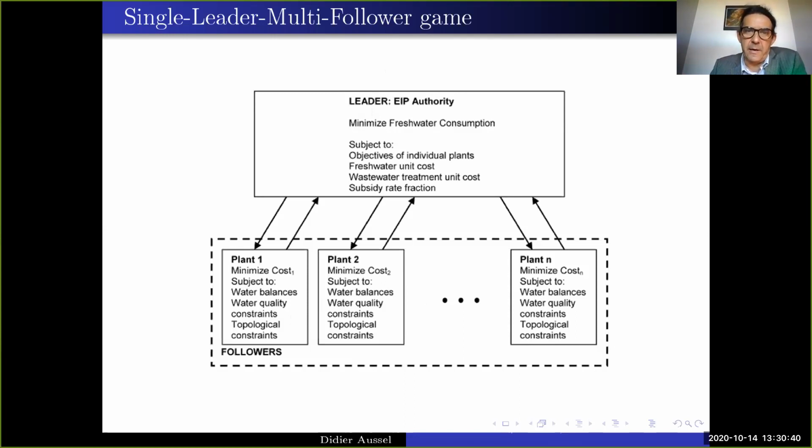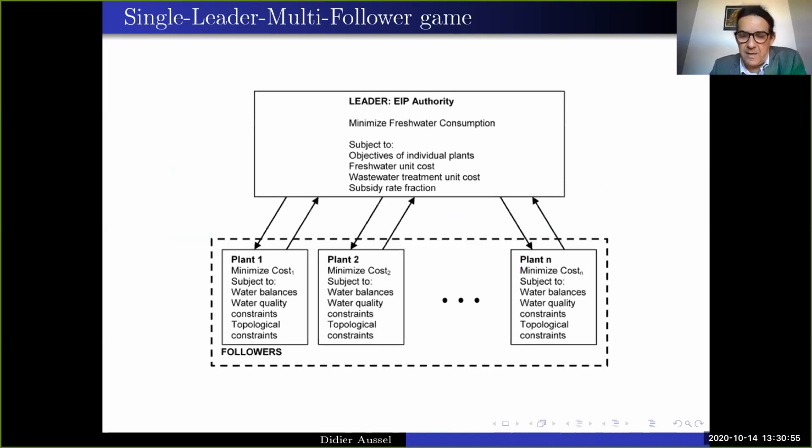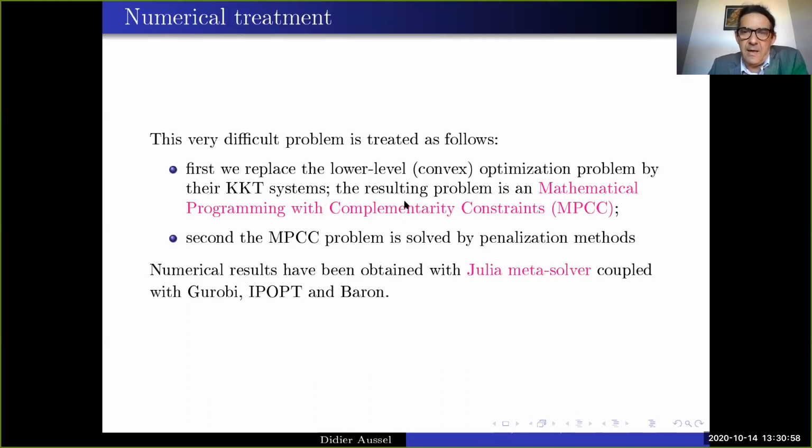So how to solve this? What did we do? We were plugging the KKT conditions into this problem, so we have an MPCC, as said previously. Then we used the penalization method to take into account this mathematical programming. This was solved in the Julia meta solver, coupled with Gurobi, IPOpt, and Baron. We were doing sequential solving, with Gurobi and then IPOpt and so on, comparing the results and taking the better.